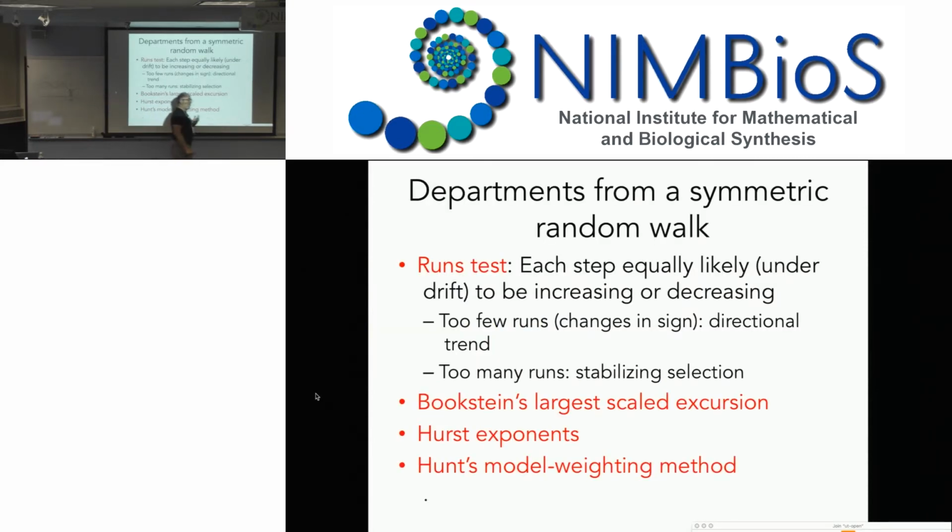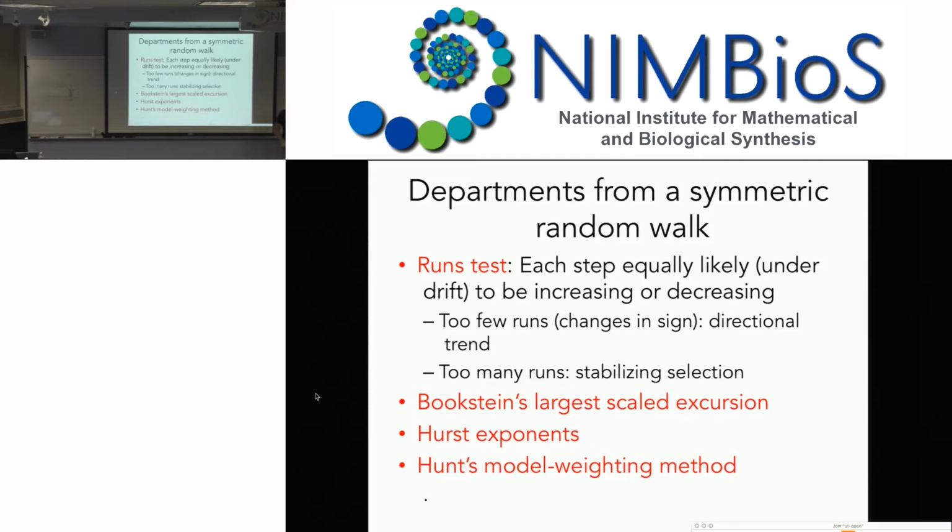So there are basically four approaches that people have used. The original was the runs test. Each step is equally likely to be increasing or decreasing. So a runs test says, are there too few runs? That is, a change in sign means you change directions. If there are too few runs, you expect there to be half plus, half minus. If too many are plus or too many are minus, it's a non-random trend. Now, it could be an environmental trend, whatever.